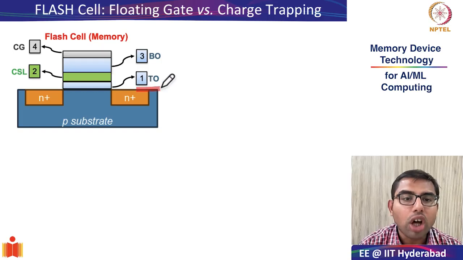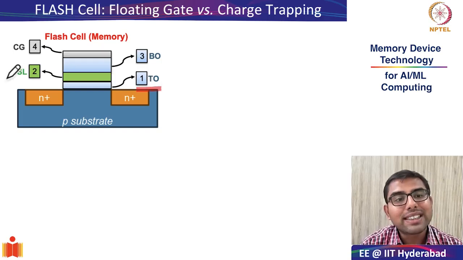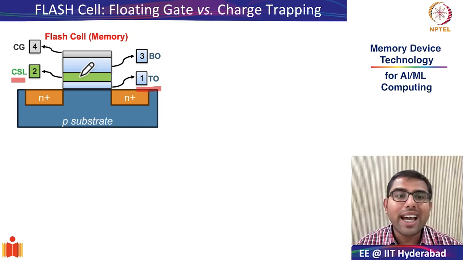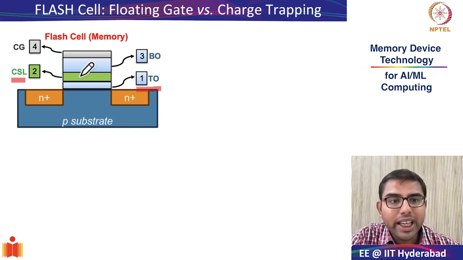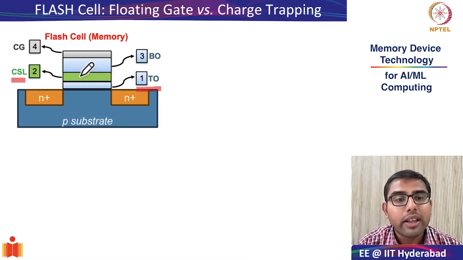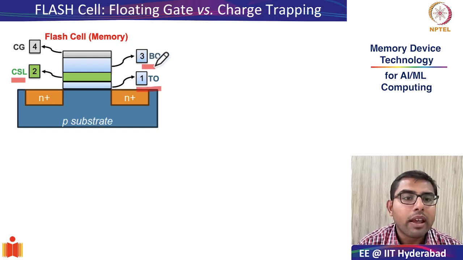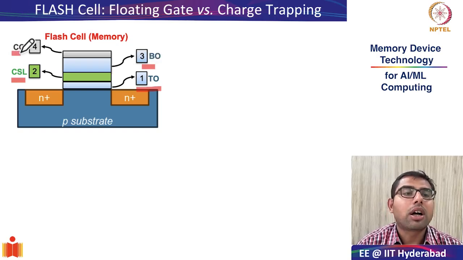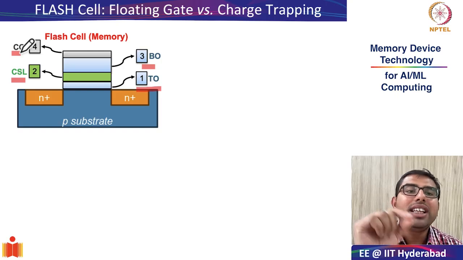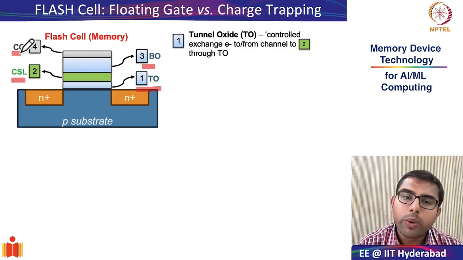The first is the tunnel oxide, which is also known as TO. The second is the charge storage layer, which is marked in green color. And this, as we will see, is the most important functional layer, because this is where the charges introduced from the channel will be pulled in and pulled out. The next is the blocking oxide or BO, and the final is the control gate or CG. So let us now do a little bit of a deep dive into the functionality of these four layers. Let us begin with the tunnel oxide.